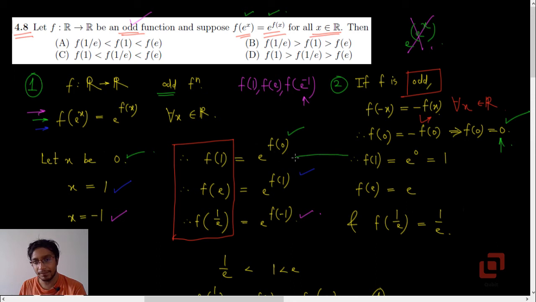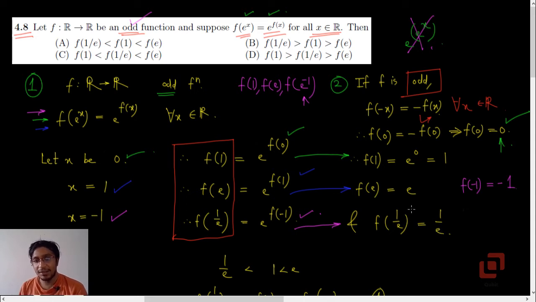So once we get that f of 0 is 0, then we can get the value of f of 1. Substitute f of 0 as 0, so f of 1 is 1. And then accordingly we will get the value of f of e as well, which is e to the power f of 1, but f of 1 is 1, so f of e will be e. Then finally we can make use of the fact that it is odd, so f of -1 is going to be minus f of 1, so it will be -1. So f of 1 upon e will be e to the power f of -1, or e to the power -1, or 1 upon e itself.